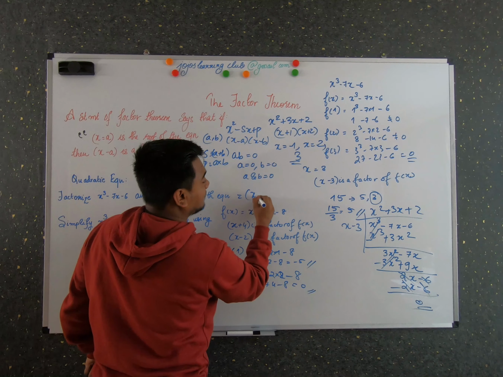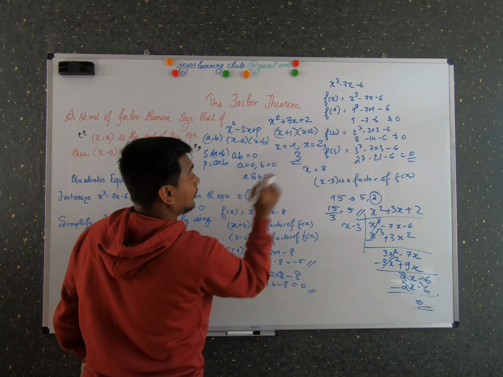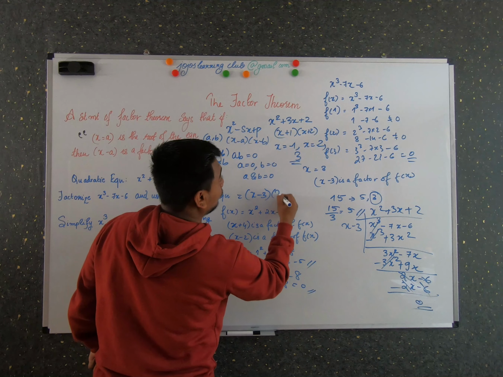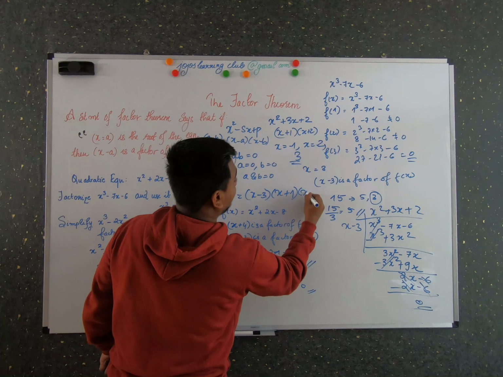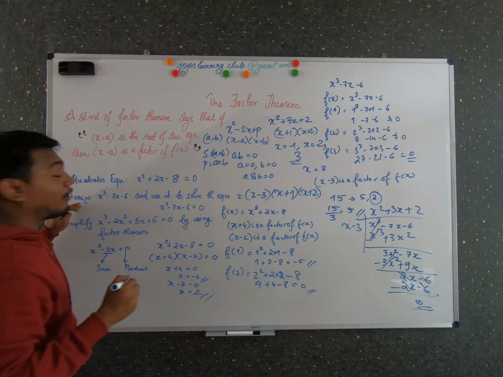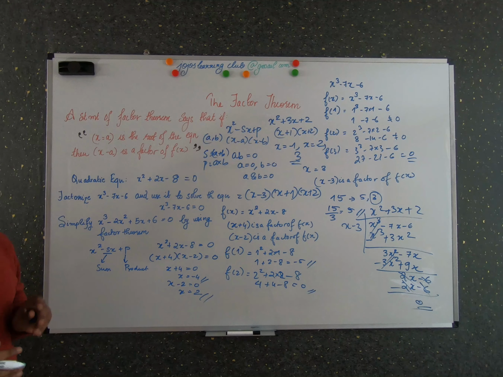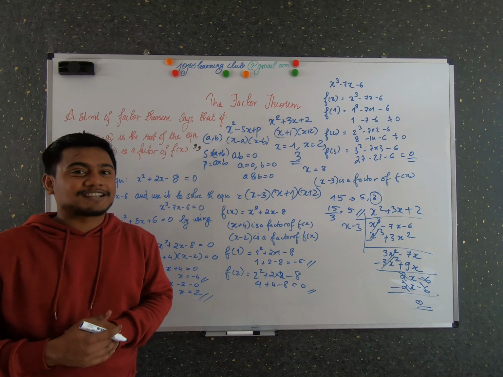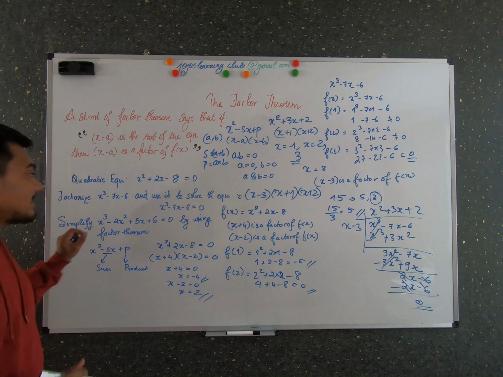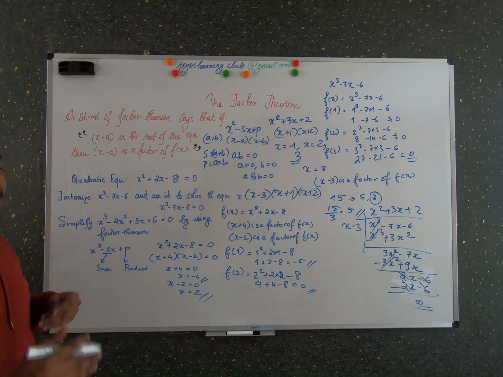So 3 is one of the factors. So you can write, 3 is one of the roots. So x minus 3 into x plus 1 into x plus 2. So this is how you do factorization using the factor theorem. I hope it's clear. And now let's do the last problem, so you'll get a better understanding.